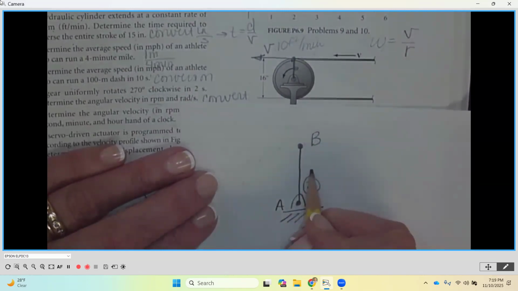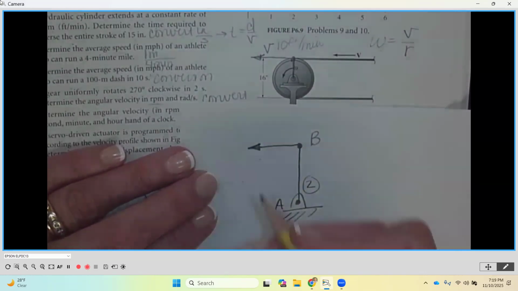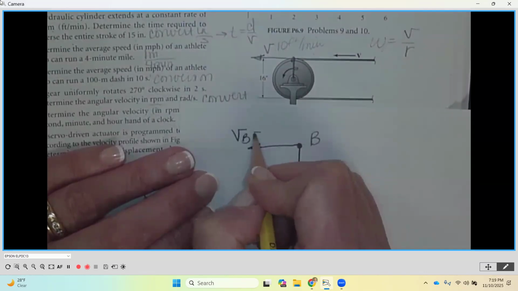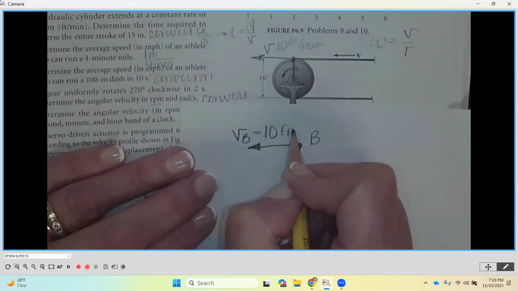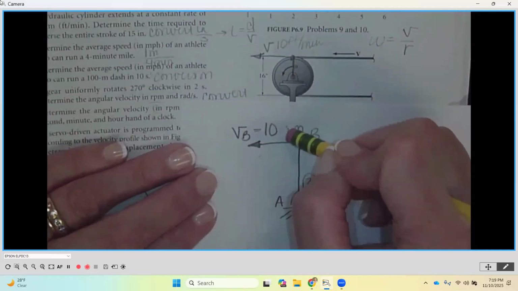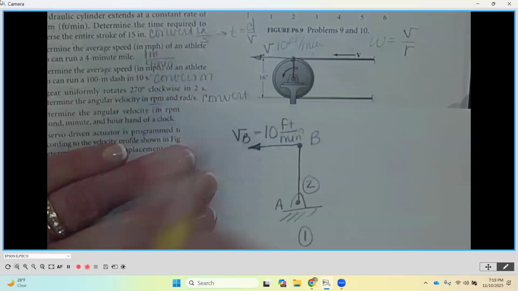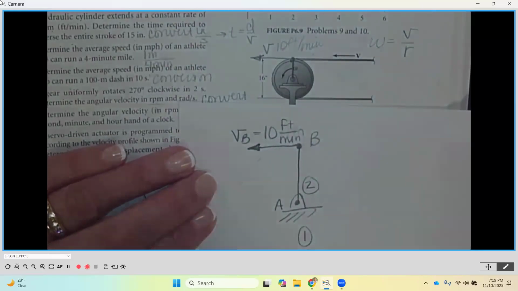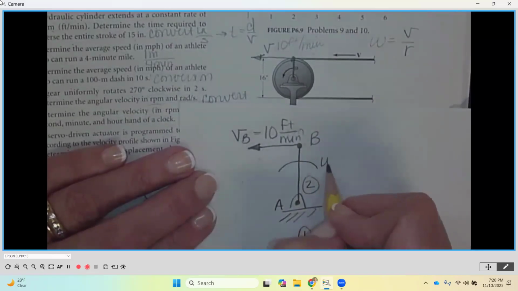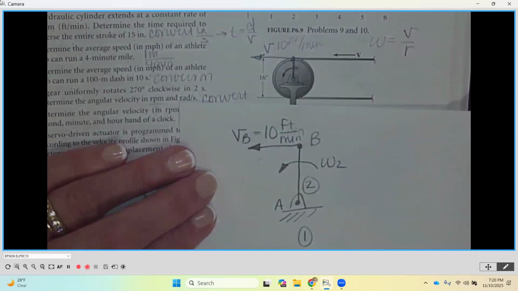Now it already told us in the problem that we have a straight line velocity here. And this is going to be the velocity at B of 10 feet per minute. I should put it top bottom, like I said. Feet per minute. And we want to determine what is W. So W2, the angular velocity of link number 2.